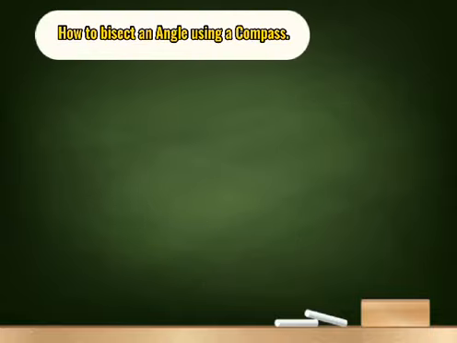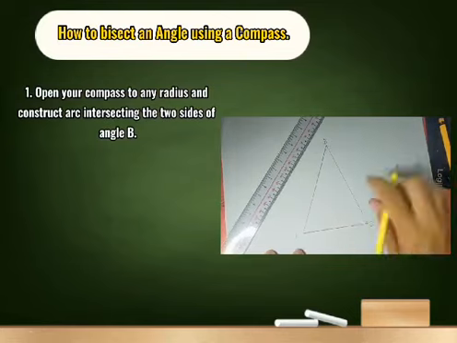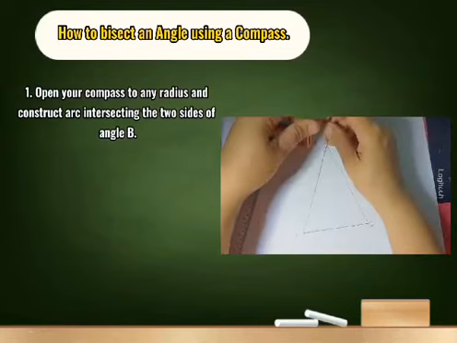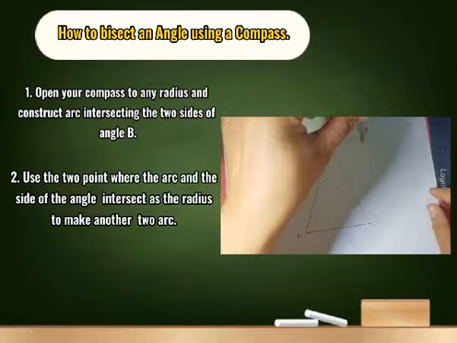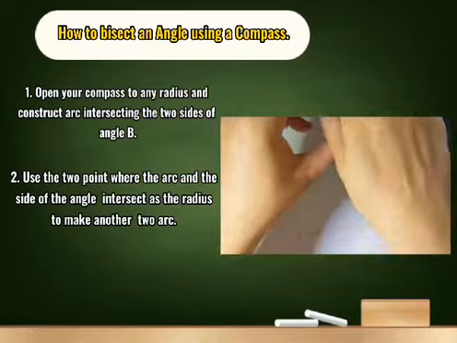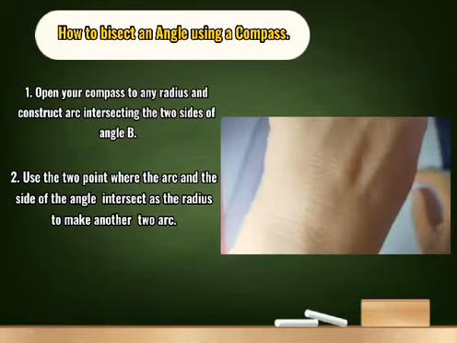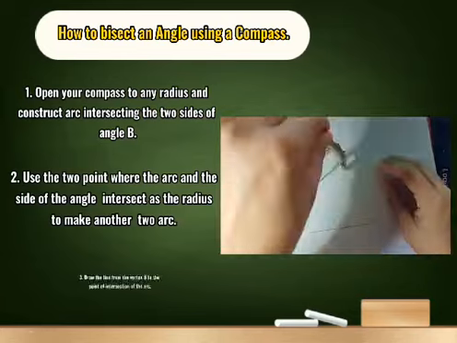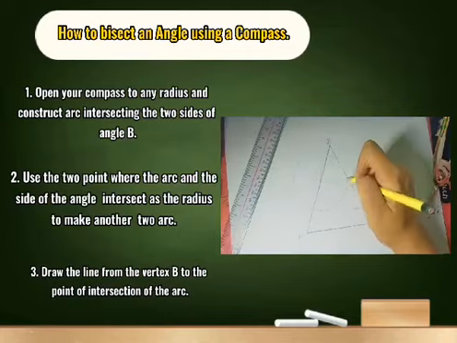We will learn how to bisect an angle using a compass. Number 1, open your compass to any radius and construct an arc intersecting the two sides of angle B. Number 2, use the point where the arc and the side of the angle intersect as the center to make another two arcs. Draw the line from the vertex B to the point of intersection of the arcs.